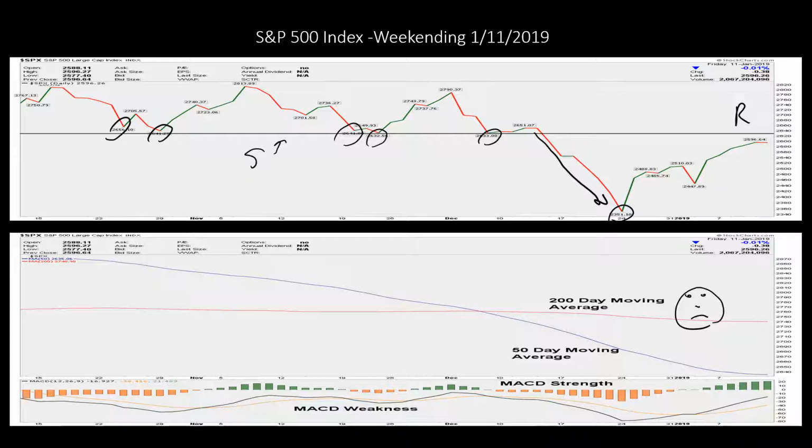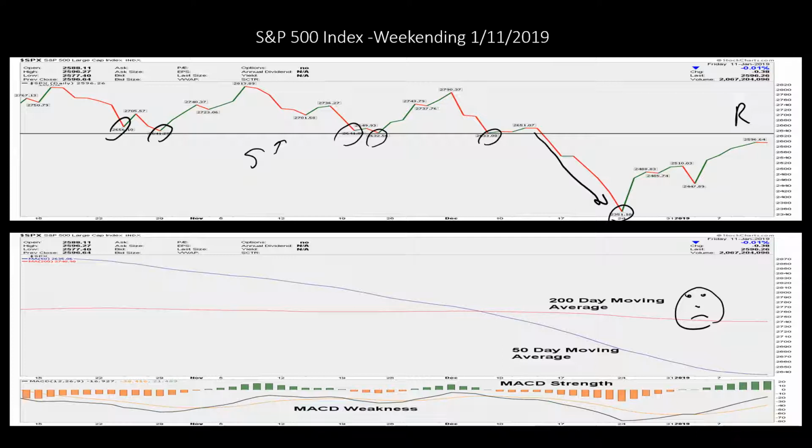Now the bottom indicator is the MACD. The MACD, or moving average convergence divergence, is a trend following momentum indicator that shows the relationship between 2 moving averages of a security's price. This tool is used to identify moving averages that are indicating a new trend, whether it's bullish or bearish. Now, in my charts, when the bars are green, that means momentum is positive. When it is yellow, it is negative.